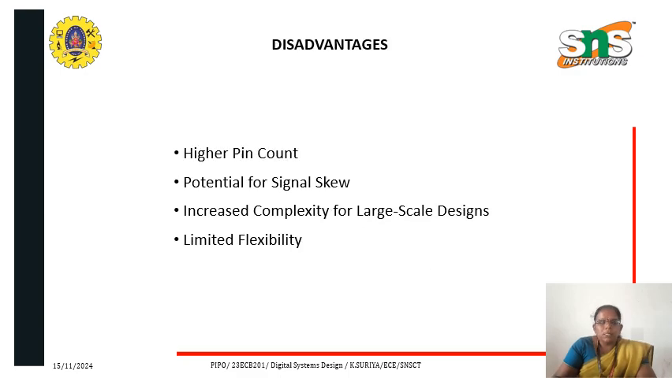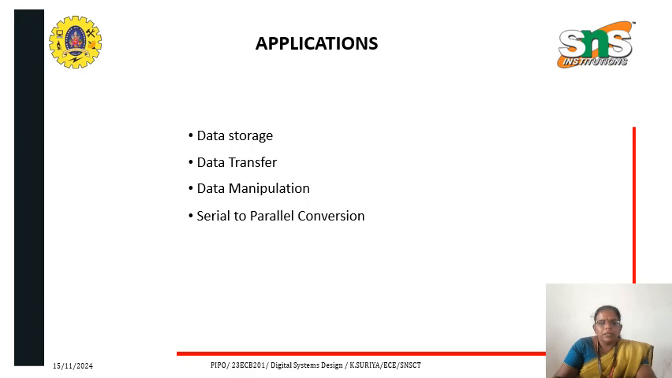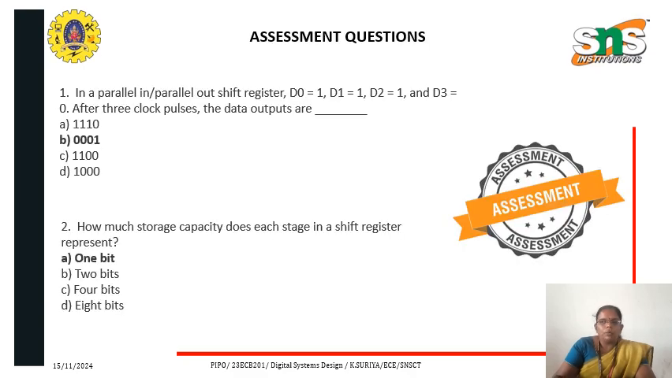Some of the disadvantages of PIPO shift registers are it has higher pin count, its potential for signal skew is high, increased complexity for large scale design, and limited flexibility. Some of the applications of parallel in parallel out shift register are it's used for storing data, and it's also used for transferring the data and in data manipulation. It's also used in serial to parallel conversion. Hope you understood how a parallel in parallel out shift register works.